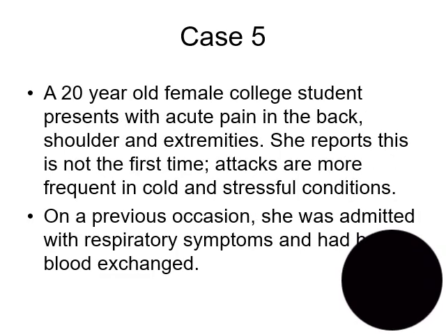So then we move on to case number 5. We presented a 20-year-old female college student, and we said that she has acute pain in the back, shoulder, and extremities. We said it's not the first time she has had such an episode, and previously she had to be admitted with respiratory symptoms and was treated with red blood cell exchange. I explained in the first lecture what blood exchange is, comparing it to the routine blood transfusion, and also plasma exchange.